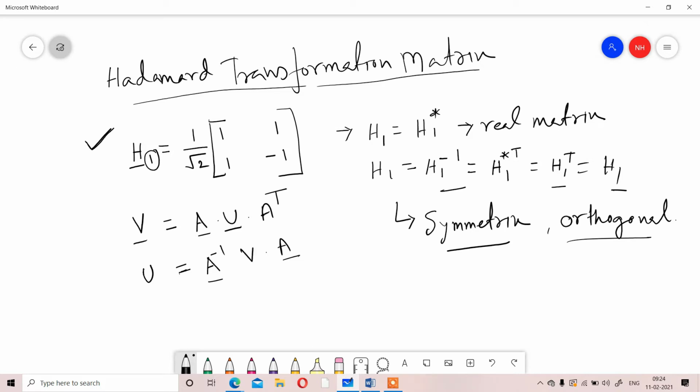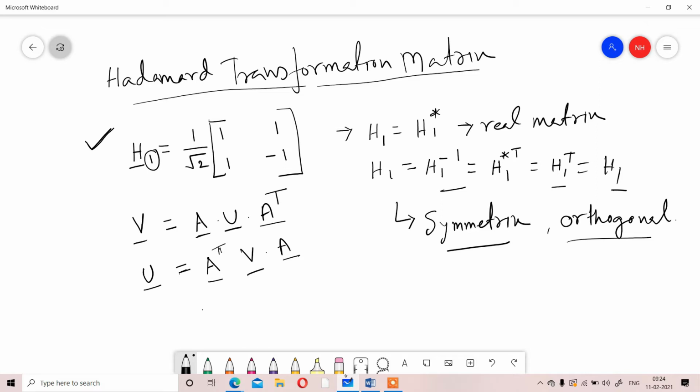That will be V. So in that main formula, we can represent both A and A transpose by A. It means if we consider A is the Hadamard matrix, then A and A transpose both will be equal.